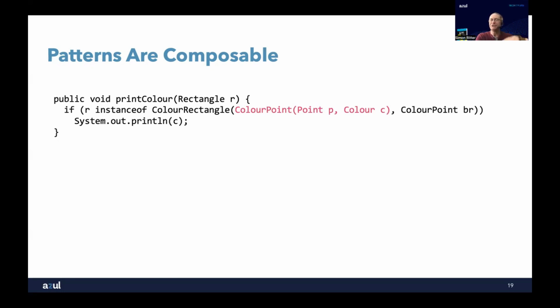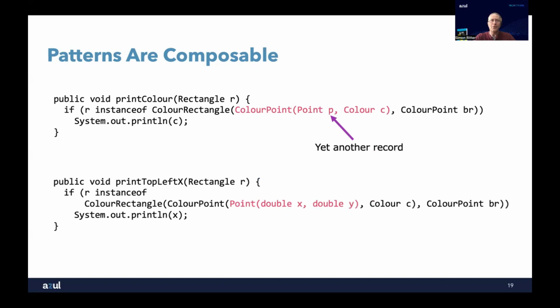Now we can just print out C. Great. But of course, we know that P is also a record. So let's go one step further and print the top left X of a rectangle. So we say if our instance of, now we've got our record declaration for color rectangle, a record declaration for color point, then the embedded color declaration and the record declaration for point, giving us double X and double Y, and we can print out the X value without having to do any deconstruction ourselves.